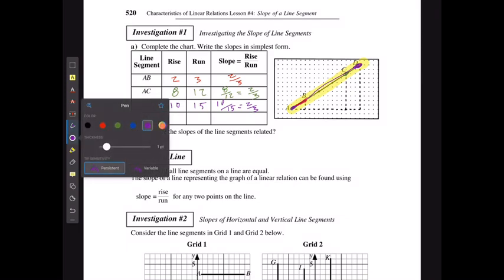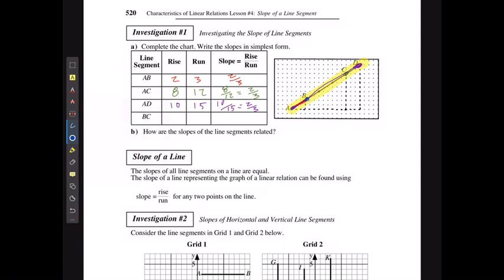And lastly, if I just take a look going from B, starting at a middle point, to C, another middle point, I can see that I have a rise of 6 and a run of 9. And 6 over 9 can also get reduced down to 2 over 3 as a fraction. So when it says, how are the slopes related? Well, they're all the same when the fraction is reduced.